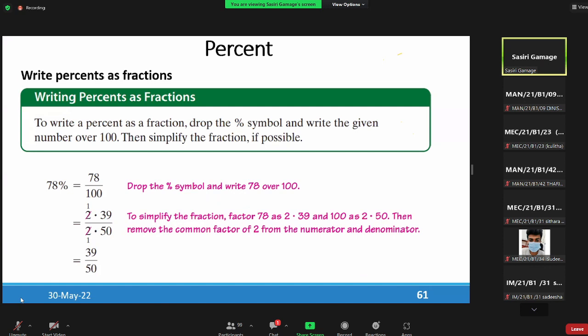Then writing percent as fractions. To write a percent as a fraction, drop the percentage symbol and write the given number over 100. Then simplify the fraction if possible. Okay, this is the way.